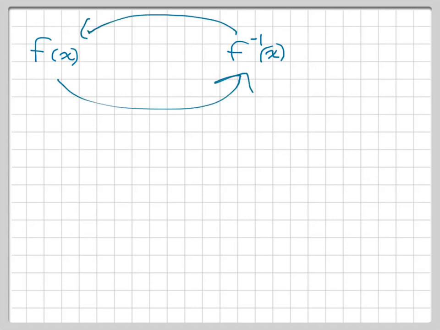This is a function. This is an inverse function. The function undoes what the inverse function does, and the inverse function undoes what the function does. They undo each other. They do opposites of each other. So let's take a really simple one right now and look at it.